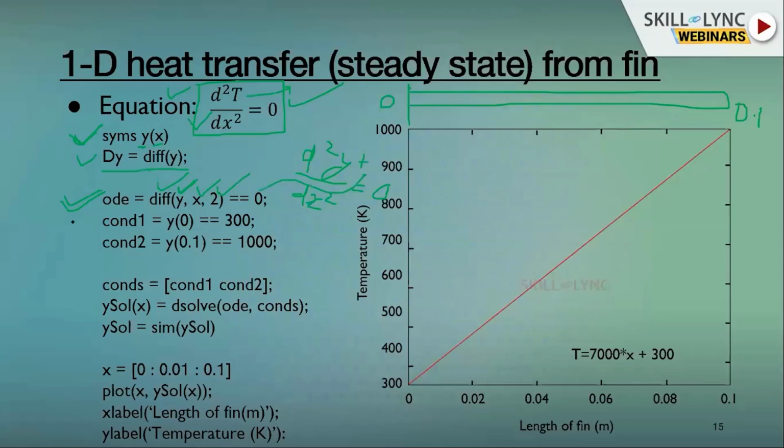Then we have to provide the conditions, meaning the boundary conditions. So that is condition 1, condition 2. We have told that our fin base temperature is, in this MATLAB code we have done it like this, 300, and our end temperature is 1000.